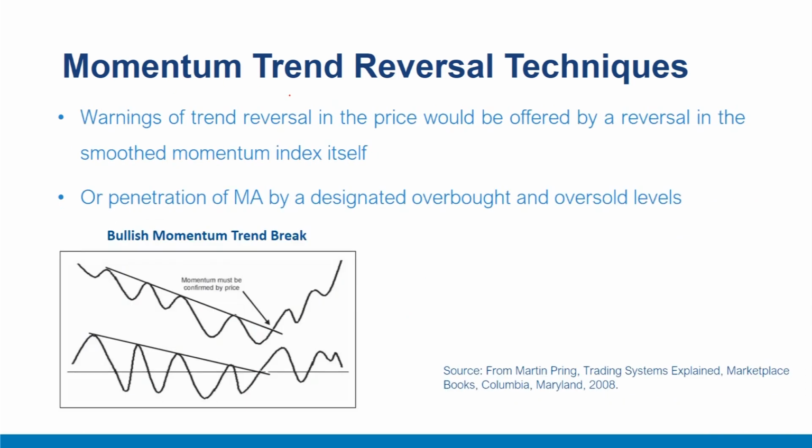The warning of trend reversal in the price should be offered by a reversal in the smooth momentum index itself or penetration of a moving average by designated overbought or oversold levels. For example, here we have a signal of a new uptrend featured in the figure. It is possible for the momentum trend break to precede that of the price by some time, as we can see here. So the momentum trend break is on the upside. The price trend break is also on the upside, but is slightly lagging the momentum trend break, as we can see here. And then there is an overbought signal, possibly a mega overbought.